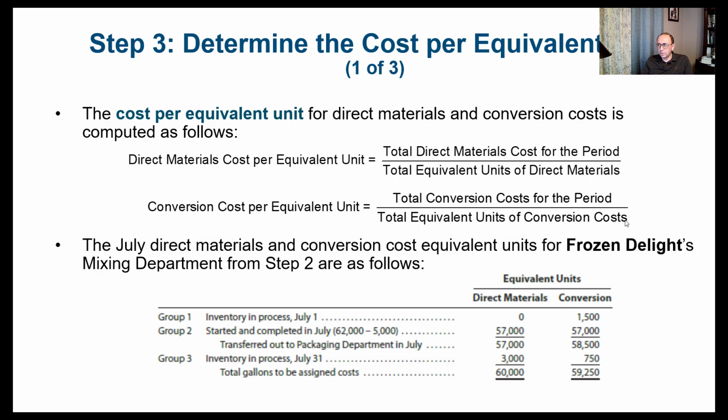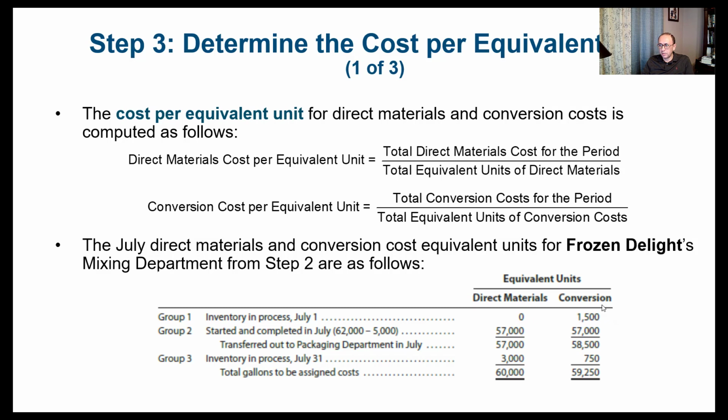Keep in mind, all these four numbers are going to be different. The direct material cost is different than the total conversion cost. The total equivalent units of direct material is different than the total equivalent units of conversion cost. So, the July direct material and conversion cost equivalent units for Frozen Delights mixing department from step number 2 are as follows. For group number 1, direct material was 0, and for conversion it was 1,500.